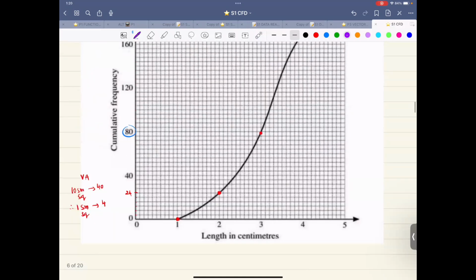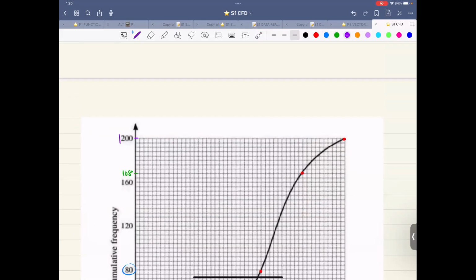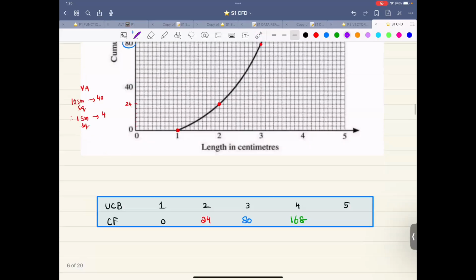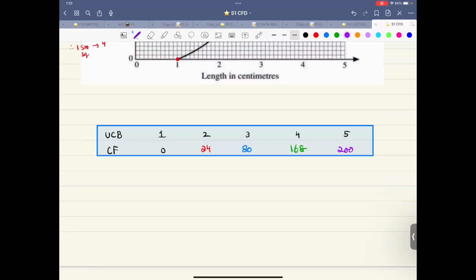And last one, the 5 one, that is very obvious. That is this 200 over here. So that is 200 over here. So that is the cumulative frequency.